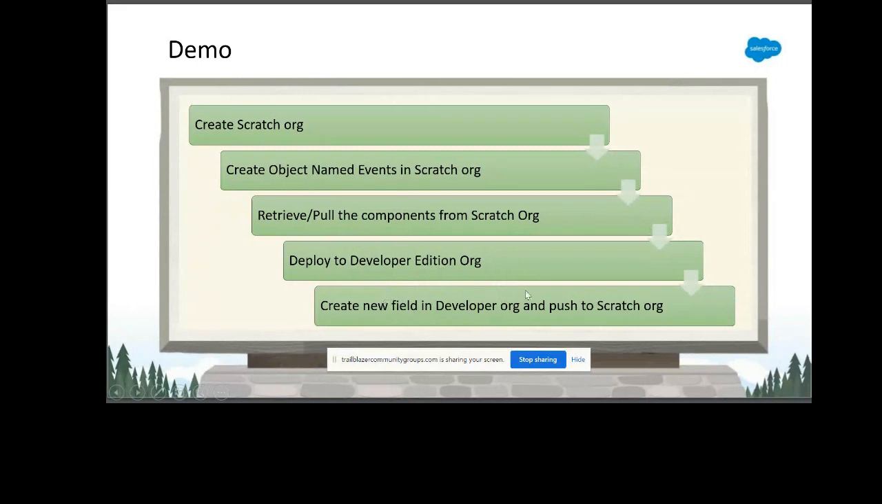I will create a new field or something in the developer edition org, and then I will try to deploy or push to the scratch org. So this will be the demo. After this, I will show you how I can automate this process. I will show the manual process first, and then explain or show a demo via an automation script. So here goes the demo.